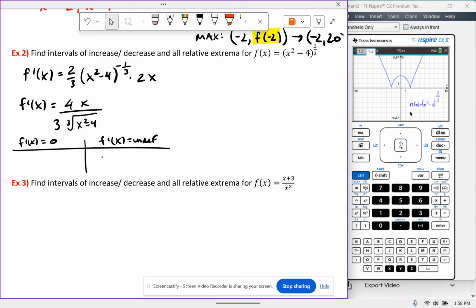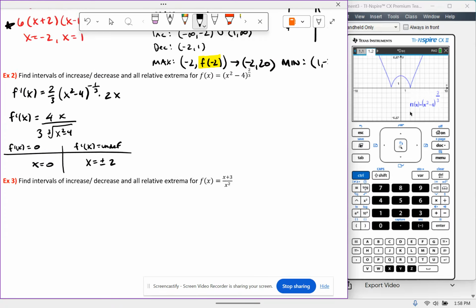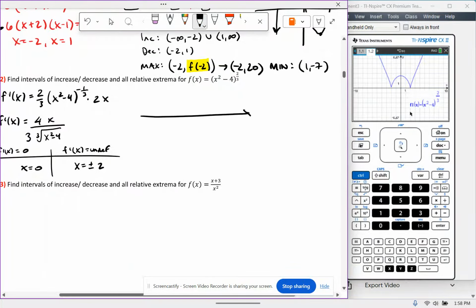If you set the denominator equal to 0, you divide both sides by 3, cube both sides, and you're going to get x equals plus or minus 2. Is everyone okay with that one? Okay, that was a little fast. And then the top, we have x equals 0. We did those fast. Everyone's fine, though? Okay. So these are the locations of our critical points along our f prime number line.